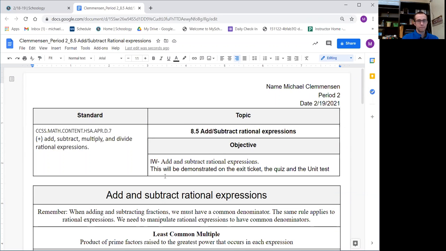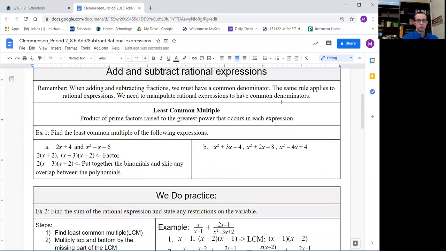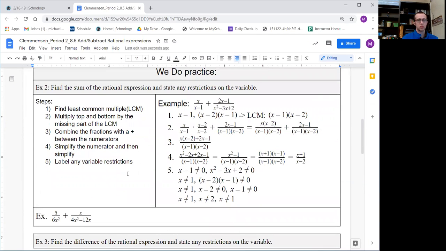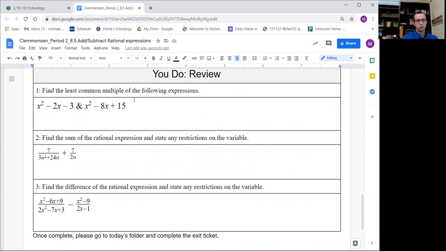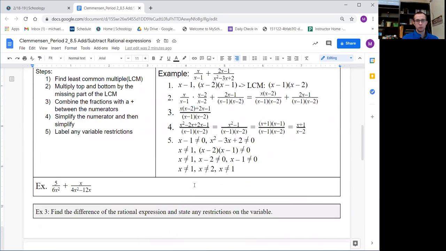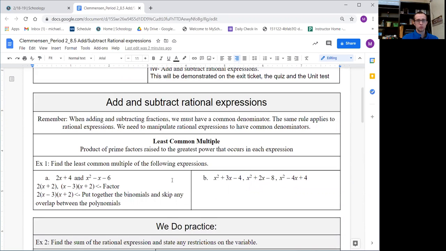All right. A little bit of an overview. We're going to start with some definition work and then going over what a least common multiple is. Then we're going to do some we-do practice with the addition method and then with the subtraction. So both of the different ways. And then you'll have a couple of you-do problems where you'll do some practice before you actually do your kind of assessment for the exit ticket. Okay. It's kind of a little overview. We're going to start with a little bit of this stuff.